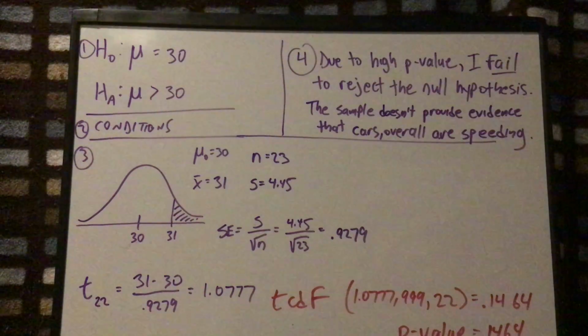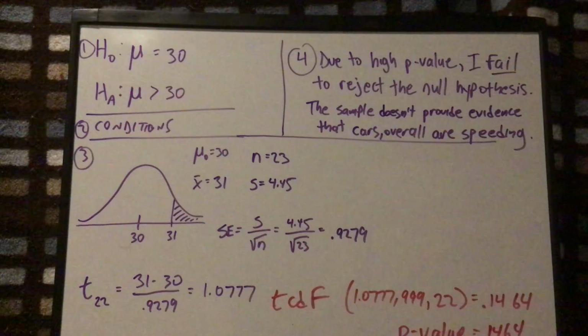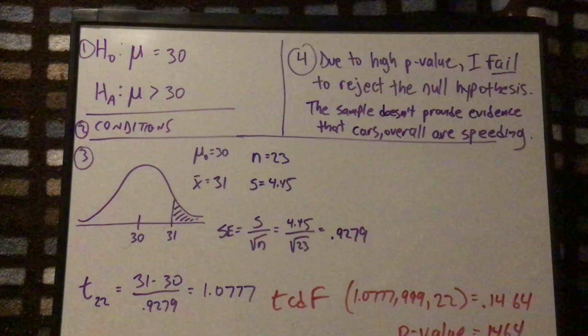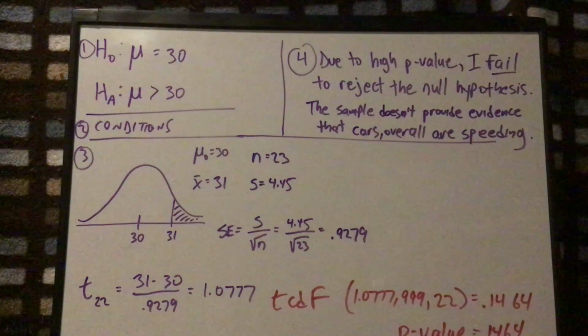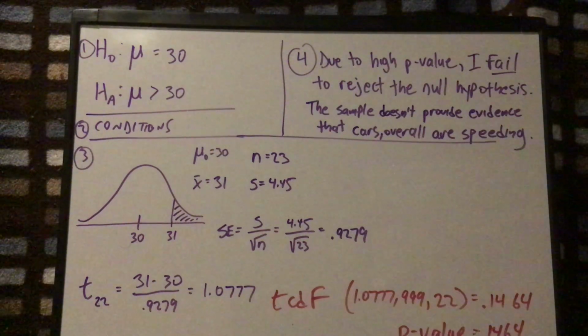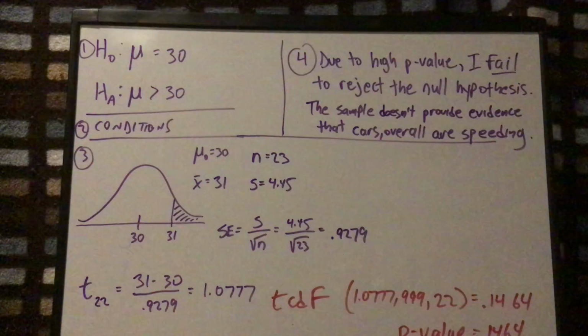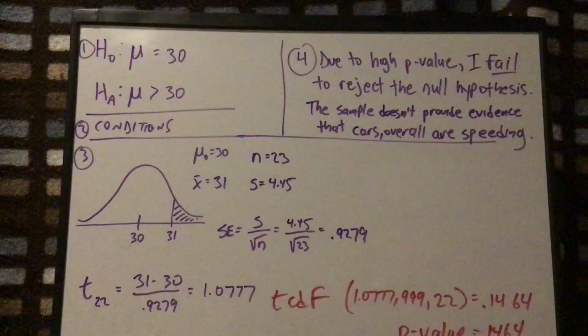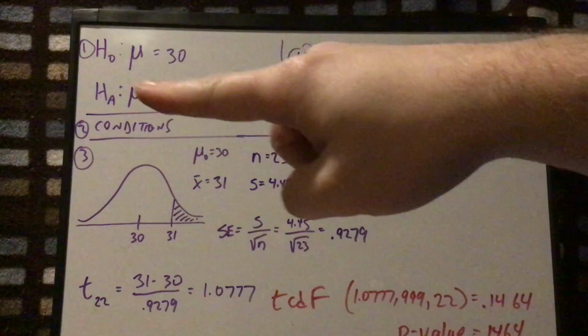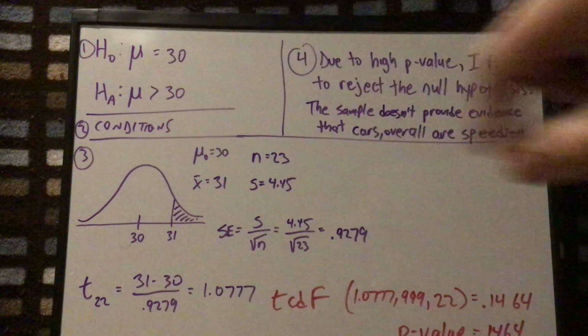So remember that the null hypothesis is the normal state of affairs. Since the speed limit is 30, we're going to just assume that everyone is going the speed limit and then see if our sample suggests otherwise. So our null hypothesis is the normal state of affairs. That's that the cars are really okay. They're doing the speed limit.